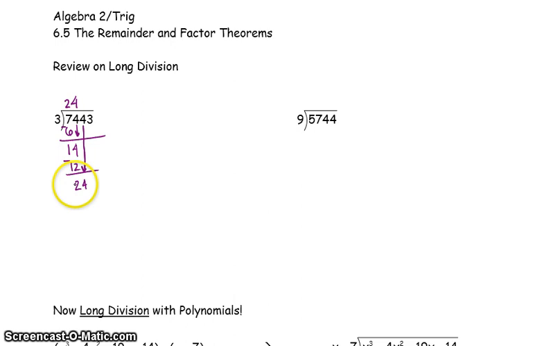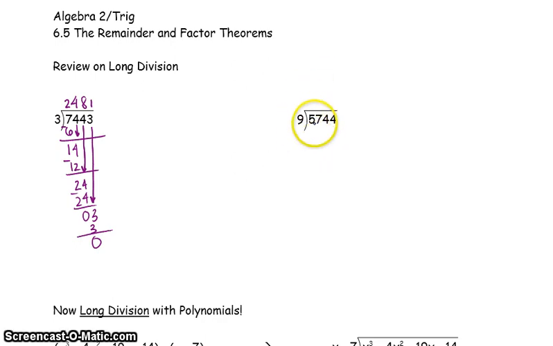So we say, how many times does 3 go into 24? Exactly 8 times, because 8 times 3 is 24. When you subtract these, you get 0, but you need to bring down your 3. Then you say, how many times does 3 go into 3? Well, 1 time. And then you say 3 times 1 is 3, so you end up with 0. So your final answer then is 2,481.